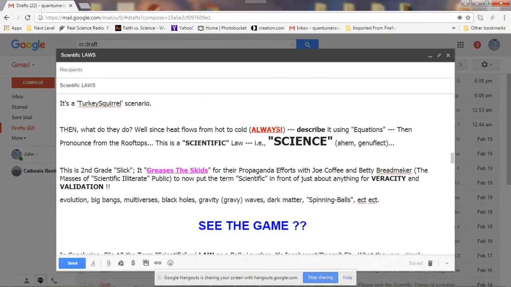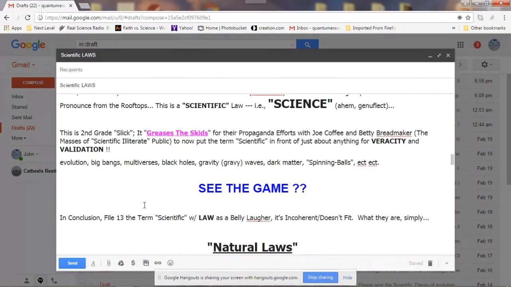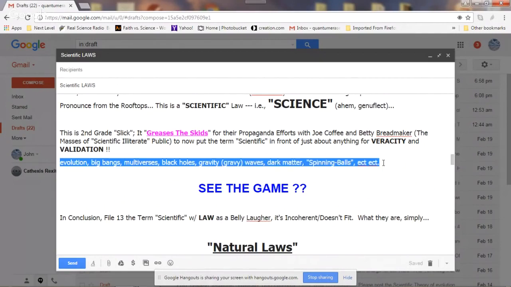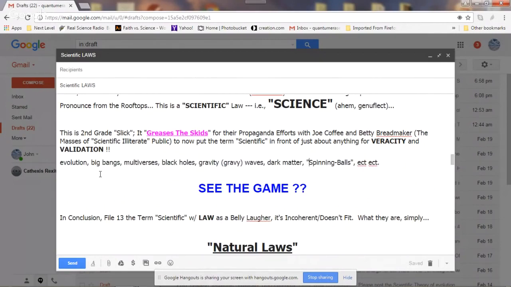See, this is second grade slick. It greases the skids for their propaganda efforts with Joe Coffey and Betty Breadmaker, you know, the masses of the scientific illiterate public, to now put the term scientific in front of just about anything to offer it some veracity and validation. So that's what they do here. You see the game here. See with all these guys, they just throw the term scientific here all willy-nilly, and it offers some veracity from, I don't know, from the Black Lagoon somewhere. I don't know where they're getting the veracity from just from the mere term science or scientific.